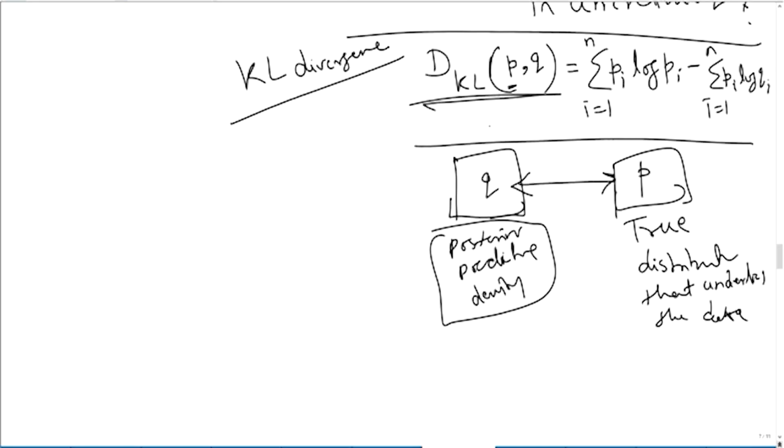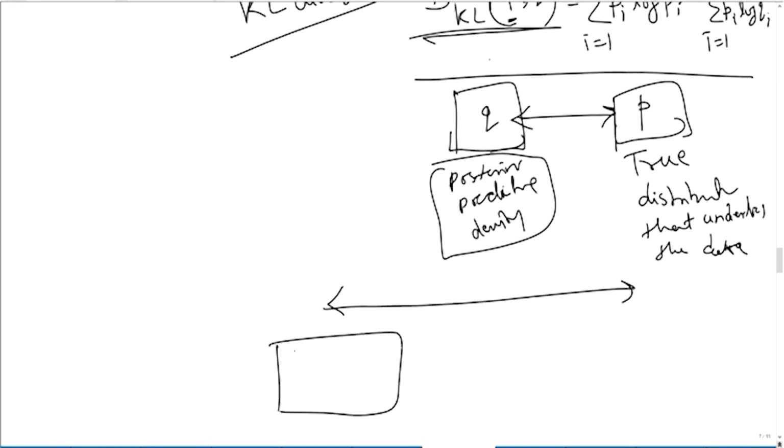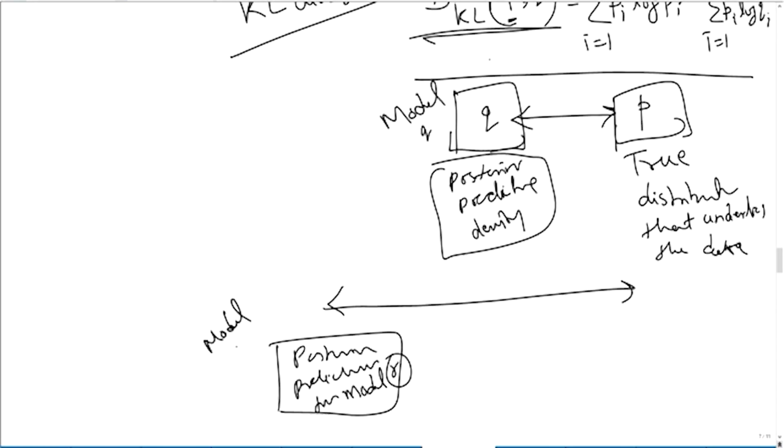So what we do instead is that we take another model. So basically the distribution of posterior predictions from another model, let's say R. So this is one model, let's call it model Q. Let's say there is another model, model R. Okay, I'm writing the distribution of posterior predictions of this other model R.